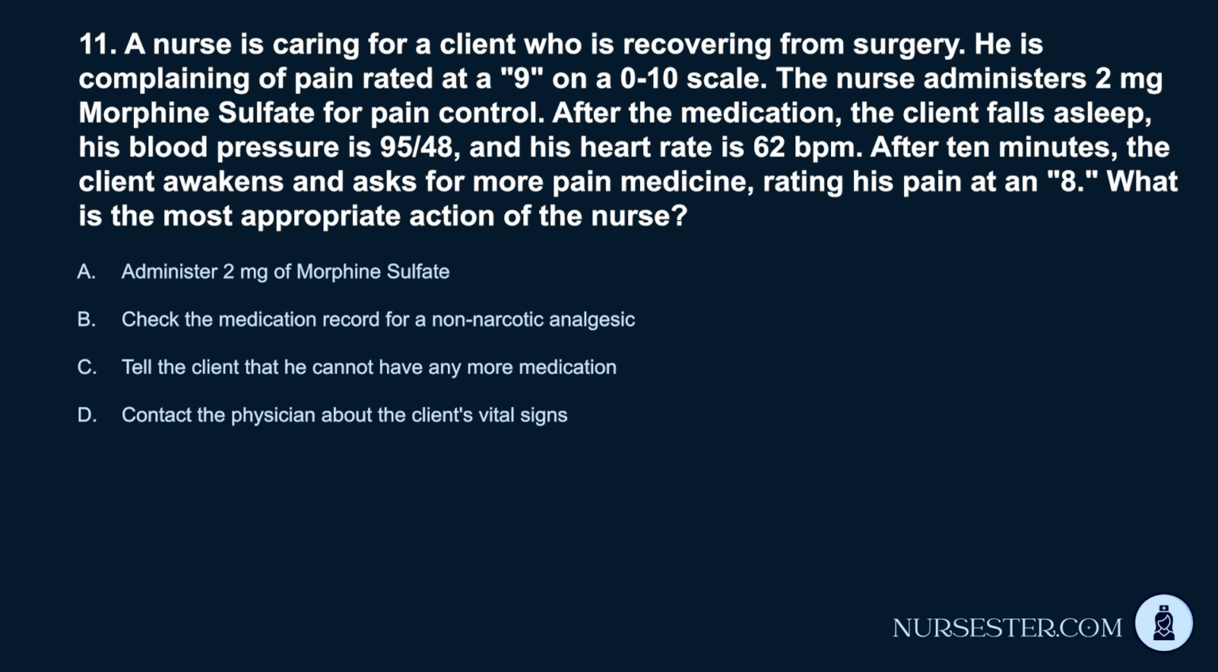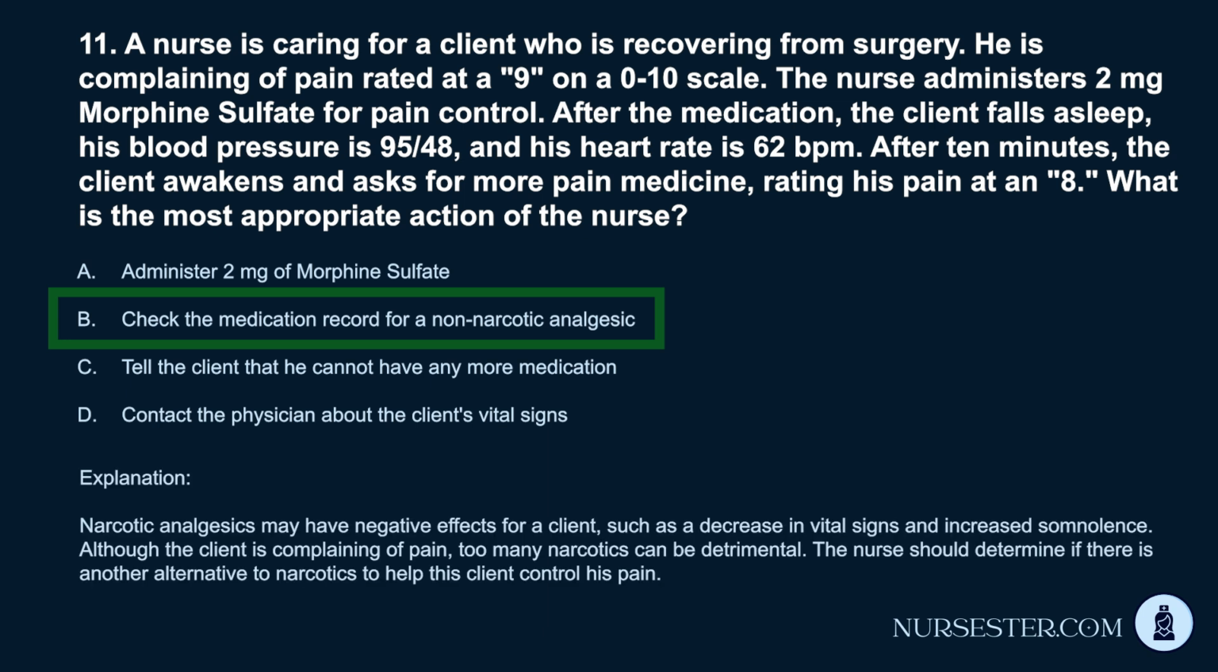A. Administer 2 mg of morphine sulfate. B. Check the medication record for a non-narcotic analgesic. C. Tell the client that he cannot have any more medication. D. Contact the physician about the client's vital signs. Correct answer: B. Check the medication record for a non-narcotic analgesic.